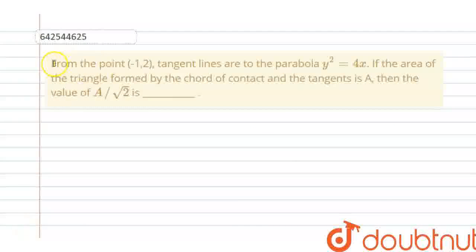Hello everyone, so the question is: from a point (-1, 2), two tangent lines are drawn to the parabola y square is equal to 4x. If the area of the triangle formed by the chord of contact and the tangent is a, then the value of a by root 2 is.